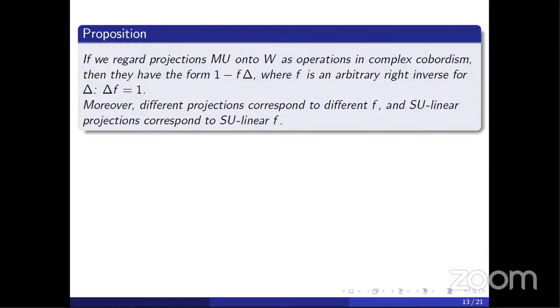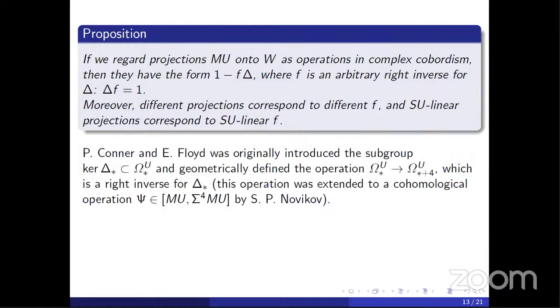And it was Peter Conner and Edwin Floyd who originally introduced the subgroup of C1 spherical bordism in the complex bordism group, exactly as the kernel of the operation delta. And they geometrically defined the right inverse operation for delta, which was extended to a homological operation psi by Sergei Petrovich Novikov. And thus, we are in the standard algebraic situation, when we have an epimorphism and its right inverse, and we have a standard way to define a projection onto the kernel of the epimorphism, exactly of this form.